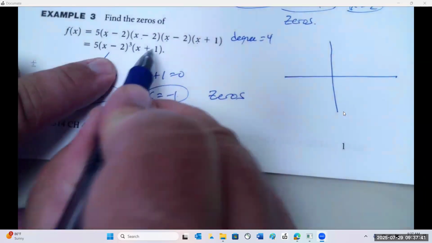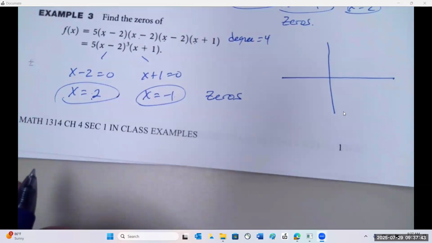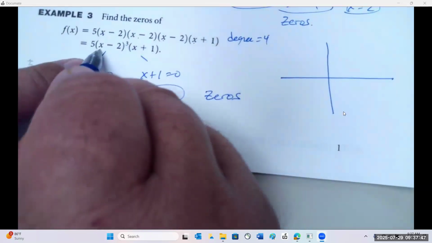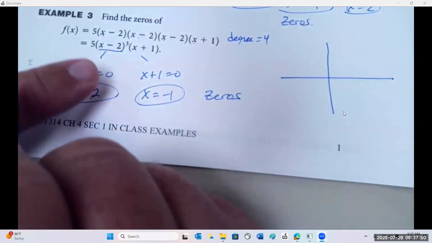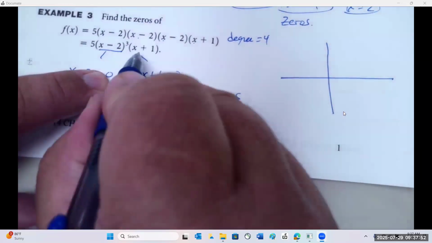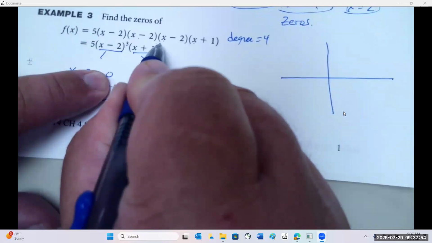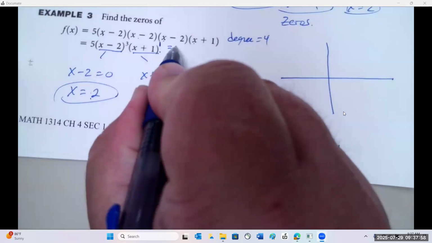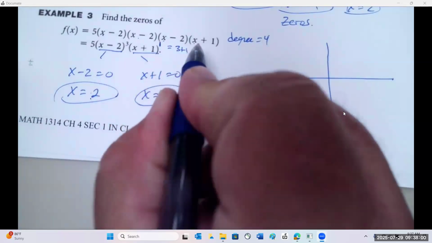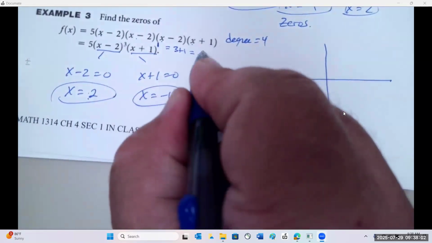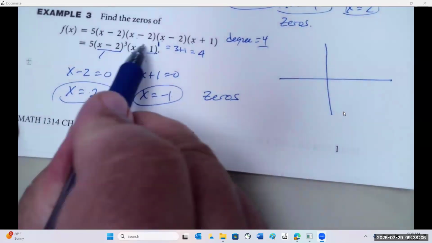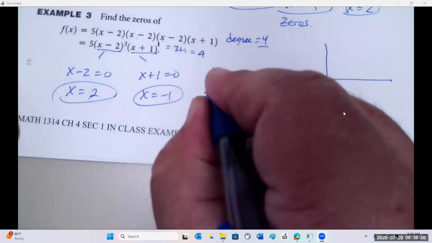But down here, we do the same thing. This 3 here tells us that this number repeats itself 3 times. This one has a 1, so it only repeats itself once. If we add 3 plus 1, what do we get? The degree. These numbers here are called multiplicities.